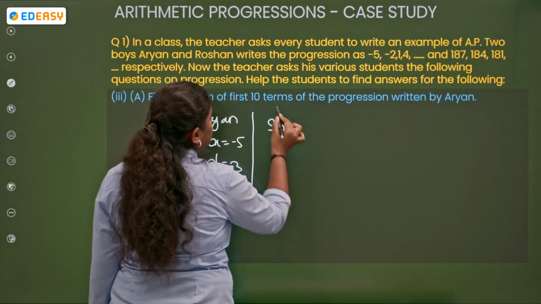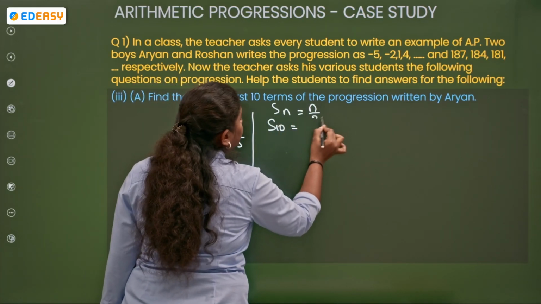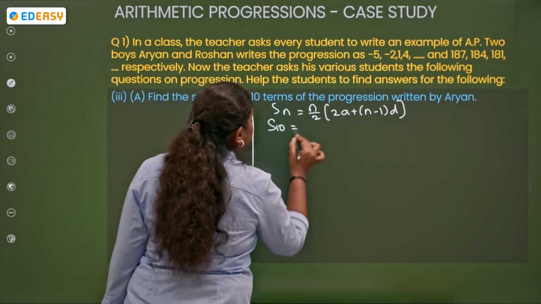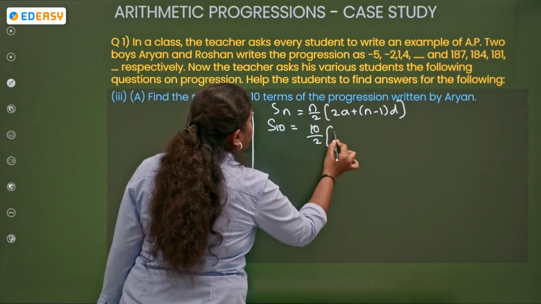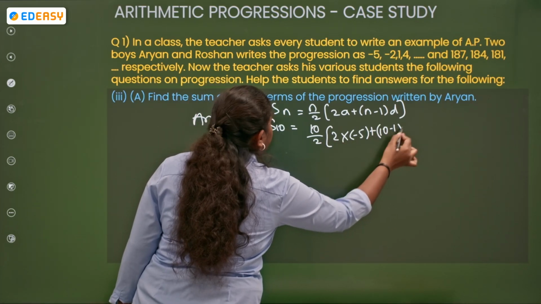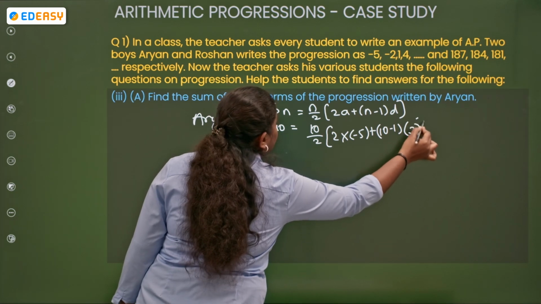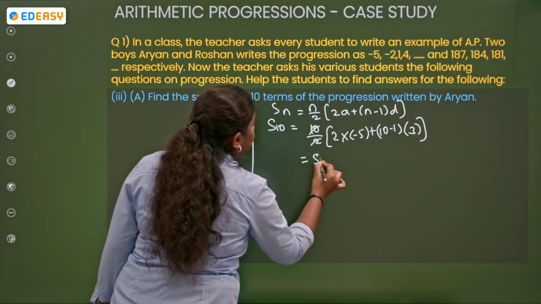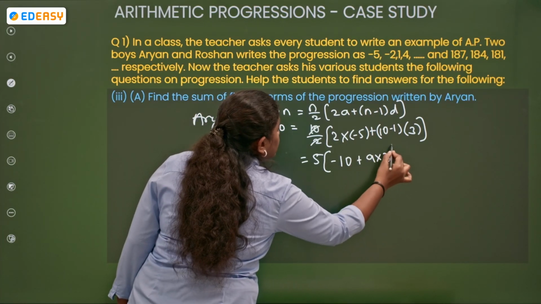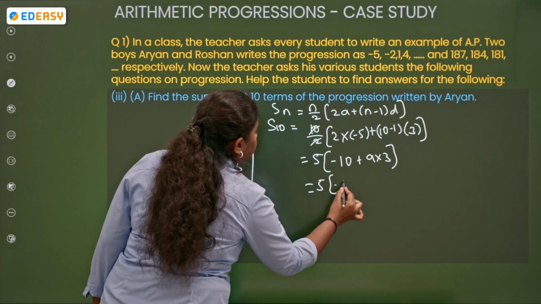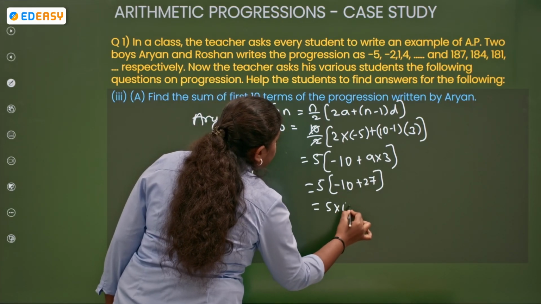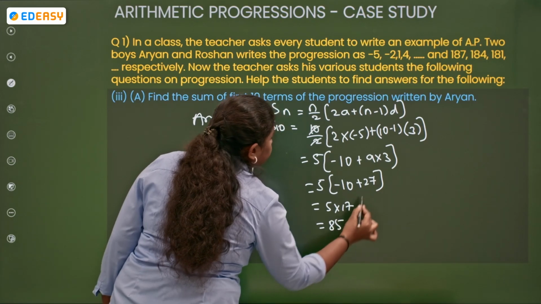So Sn equals N by 2 into 2A plus of N minus 1 into D, right? So 10 by 2 into 2 into A, which is minus 5, plus of 10 minus 1 into D, whose value is 3. Okay, so now 2 will cancel 10 for 5 times. Now 2 into minus 5 is minus 10, plus 9 into 3. So here it will become 5 into minus 10 plus 27. So here it is 5 into 17, which is 85.